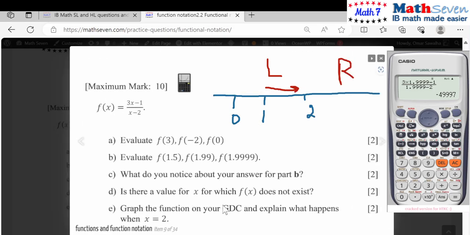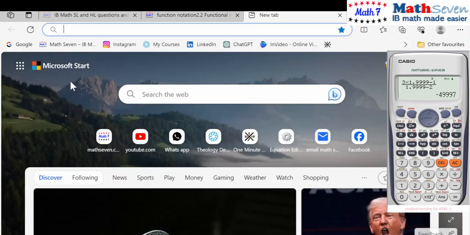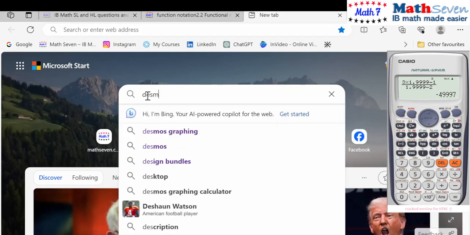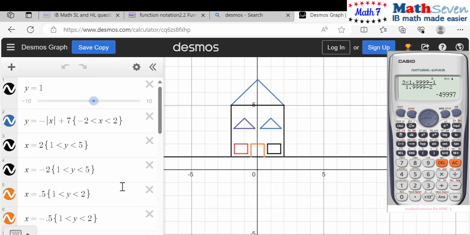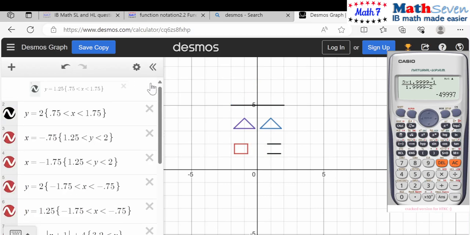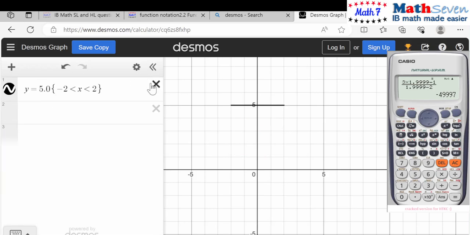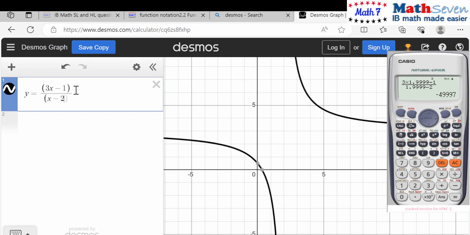Fantastic. Now, sketch the graph on your graphing calculator. There you go. If you go to Desmos, for example, let me see if you can see Desmos here. I'm going to just plug in Desmos, and cancel all these. And you go y equals bracket 3x minus 1 close bracket over bracket x minus 2. Look what happens. That's your graph.